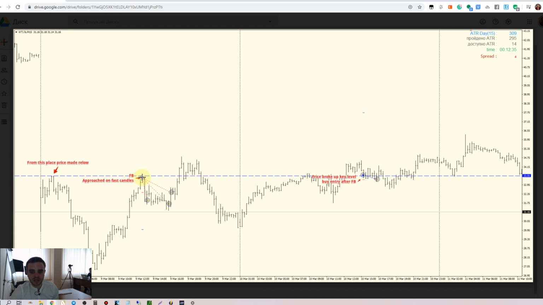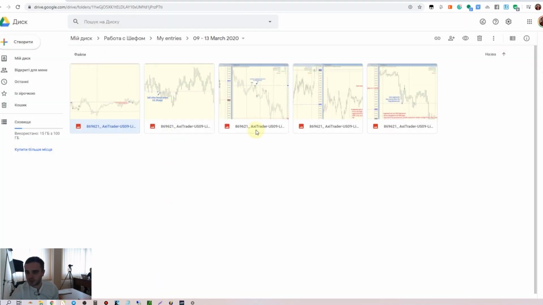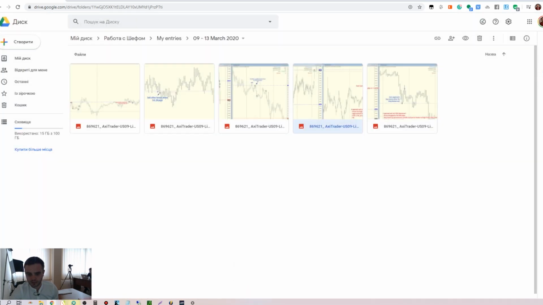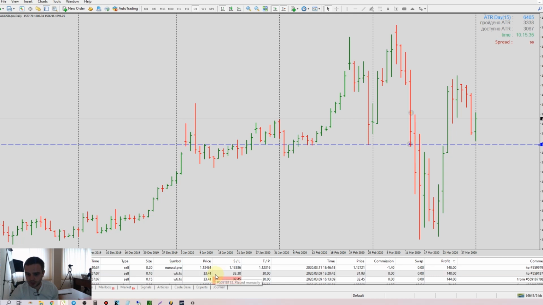How can you trade it? Best is to open entry after a false breakout, and also you can just set a sell limit or buy limit at this key level and wait, because with huge probability price will bounce. Also, another example of an entry is when price approaches with a huge ATR. Just take a look here. This Canadian pair, maybe it will be better for us to use it even here.